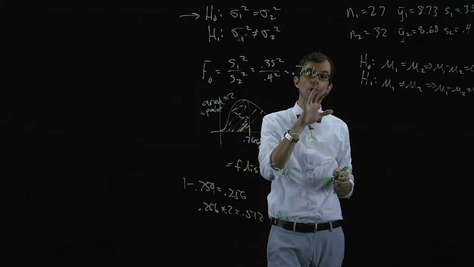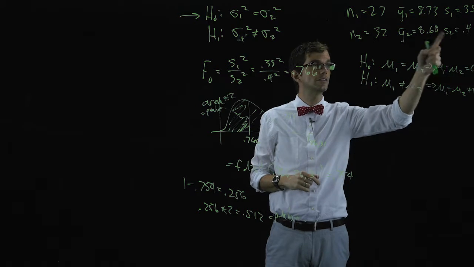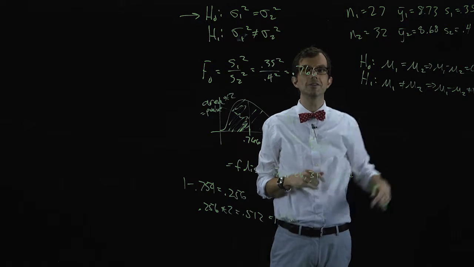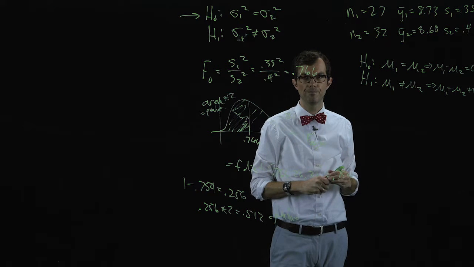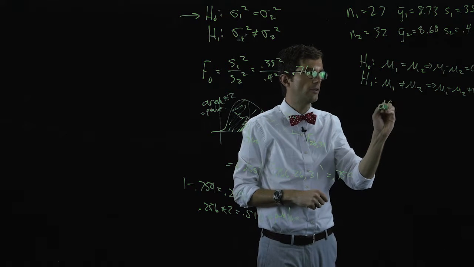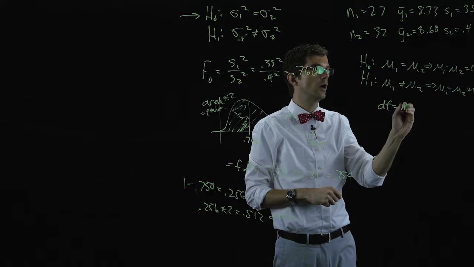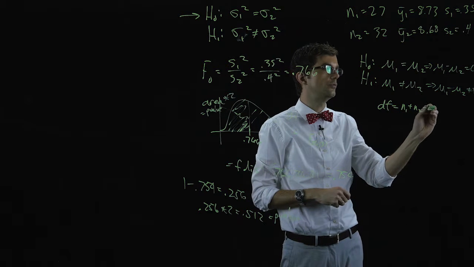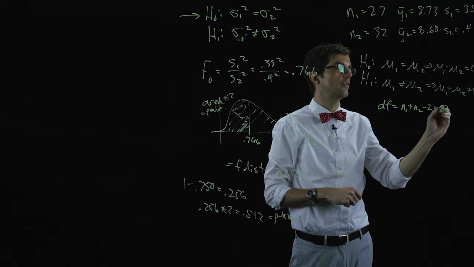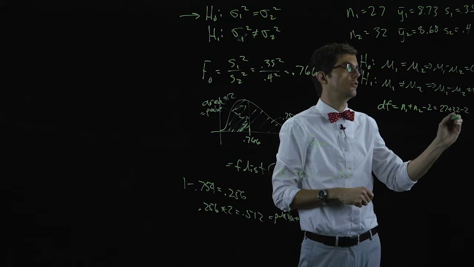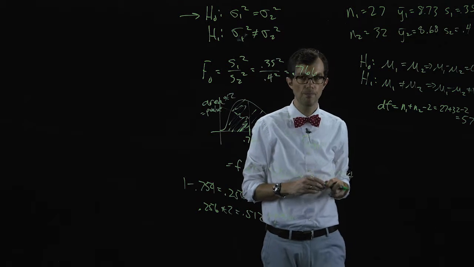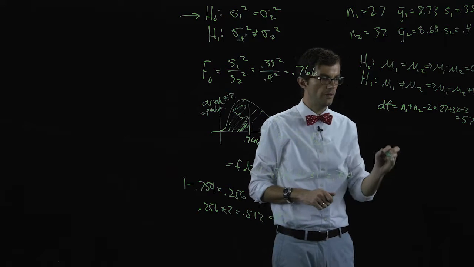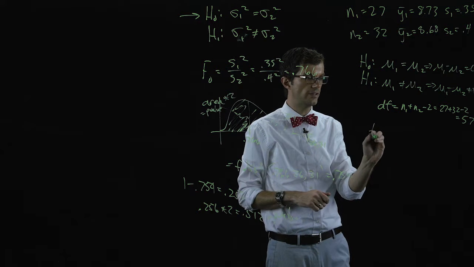Sigma 1, sigma 2 are unknown. We're using S's, sample standard deviations, in place of those sigmas, but we're going to assume that they're equal to each other. Okay? So we have degrees of freedom here, n1 plus n2 minus 2. That's 27 plus 32 minus 2, which is 57. Okay? And we've got a test statistic here.